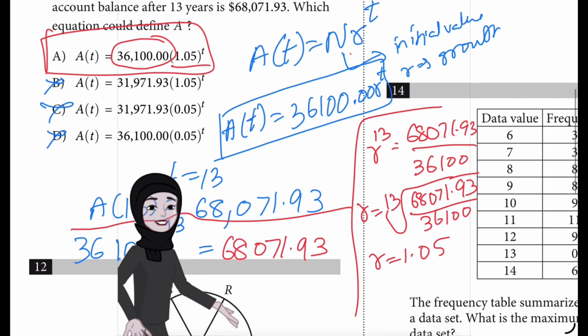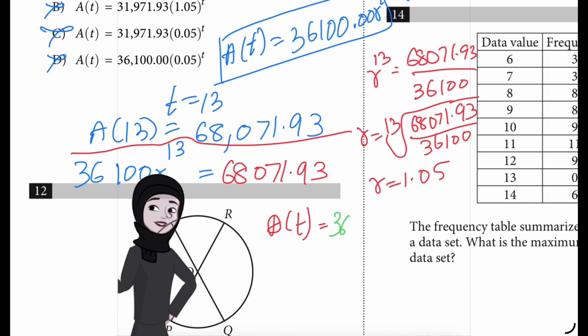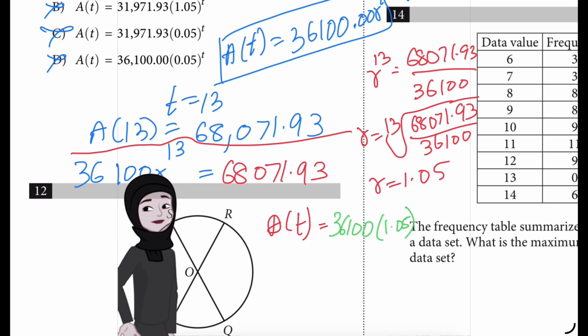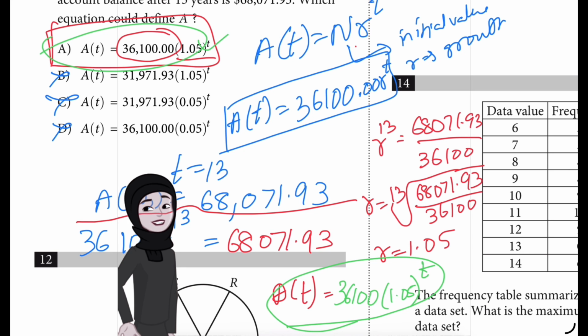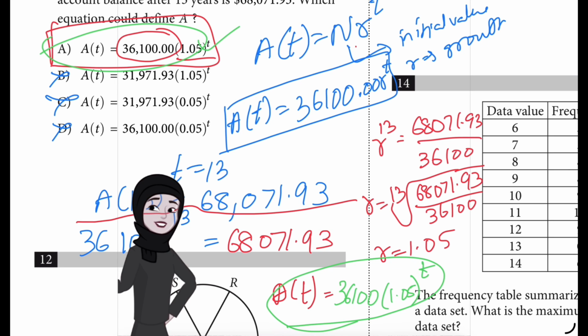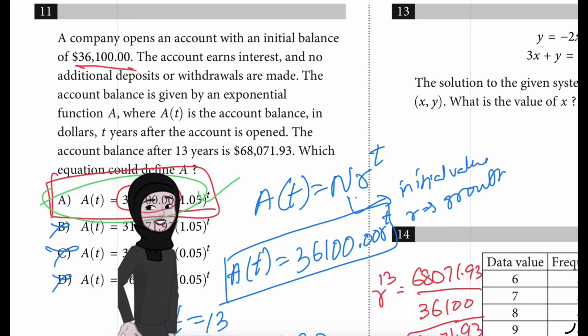So substituting 1.05 for r in the equation, A of t is equal to 36,100, which was the initial value, r raised to the power of t, but now we calculated the value of r to be 1.05, raised to the power of t. So the equation matches answer choice A, which we found earlier also, but this is the direct way of doing it. So it's better to know both methods, so that in case something like this comes in the gradient section where you don't have a multiple choice, you have to calculate, let's say, r directly.